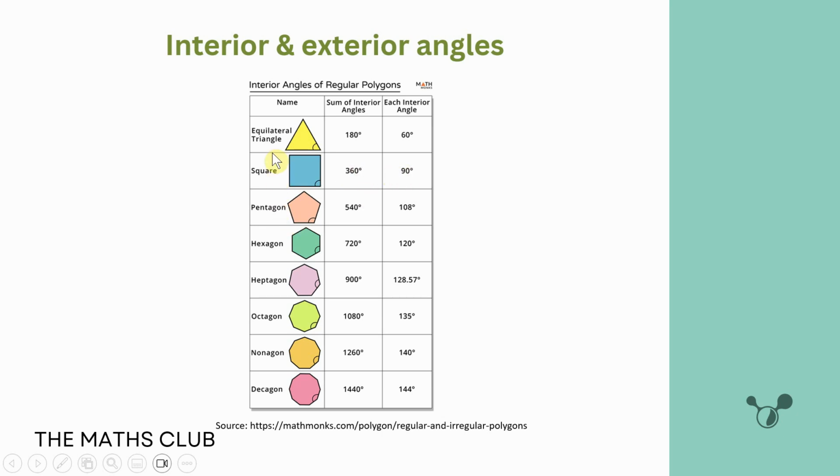So when it has 3 sides, it's called a triangle, 4 sides, it's called a square, if it's a regular polygon, which means all sides and angles are the same. So this one has 5 sides. A polygon with 5 sides is called a pentagon. A polygon with 6 sides is called a hexagon. 7 sides is called a heptagon. 8 sides is called an octagon. 9 sides is called a nonagon. And 10 sides is called a decagon.